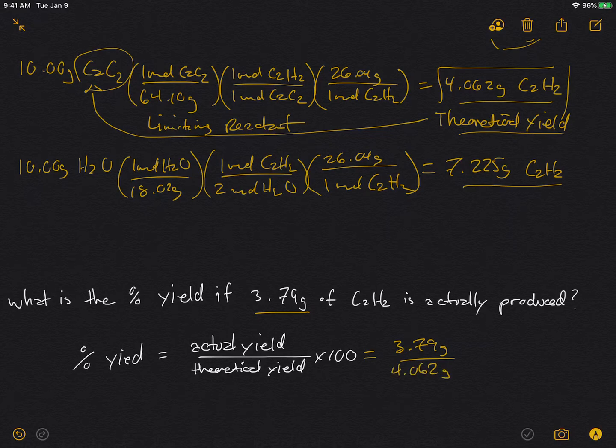And so usually you'll have to do the theoretical yield calculation first. So 3.79 grams divided by the theoretical yield, 4.062 grams gives you a 93.3% yield. So that's a good yield for any reaction in chemistry.